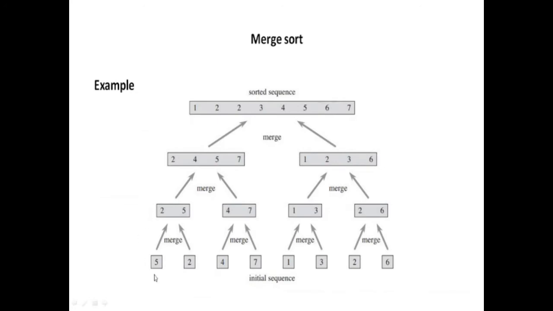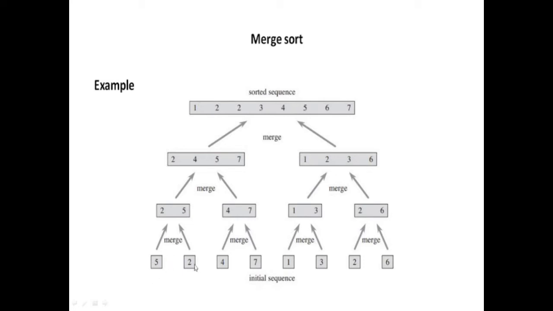How to merge this? We have these elements: 5, 2, 4, 7, 1, 3, 2, 6. And in order to merge, there is an infinity value in every list, at the end of the index, because we are going to compare the elements, so we need the end mark or an infinity value.